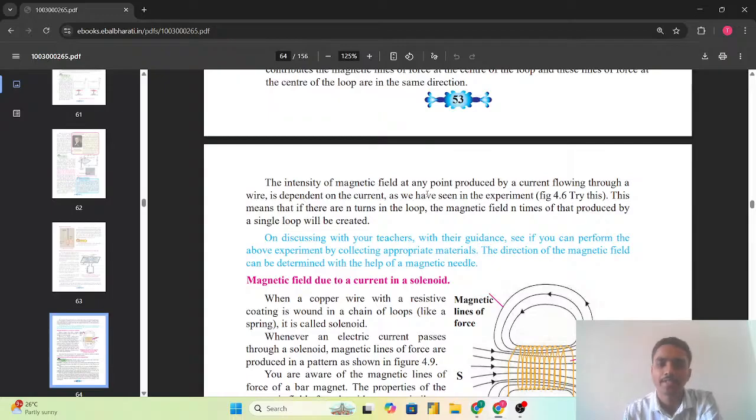The intensity of the magnetic field at any point produced by a current flowing through a wire is dependent on the current.